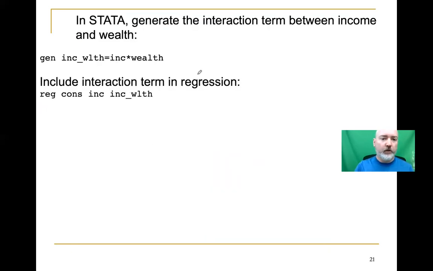So we can do this again, essentially the easy way, the can't miss way. Use the generate command in Stata, create a new variable combining income and wealth. So it's just the product of the two, and you don't have to do anything fancy. You don't have to tell Stata, oh, this is an interaction term. You just throw it in there as an additional regressor.